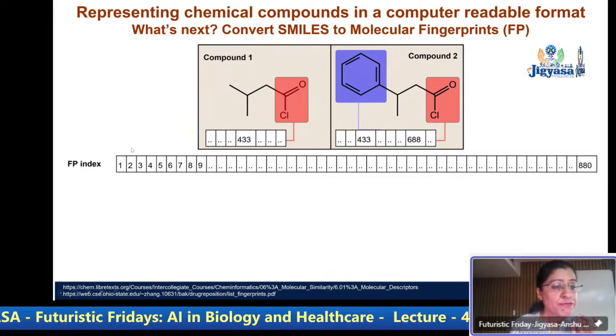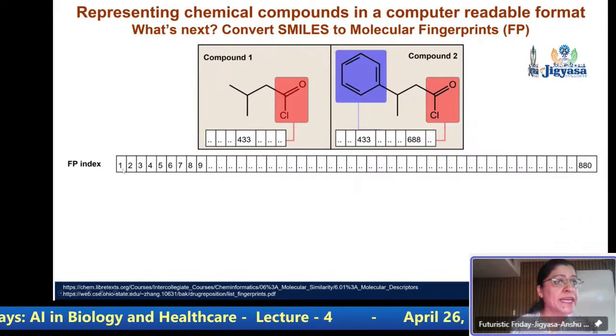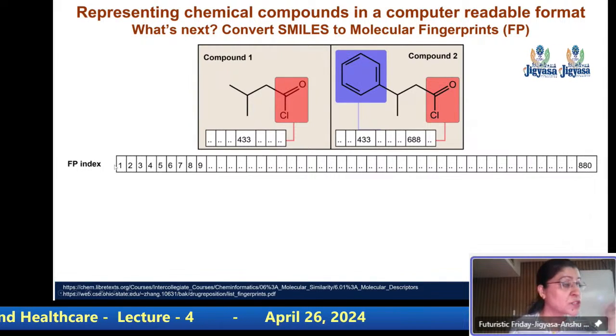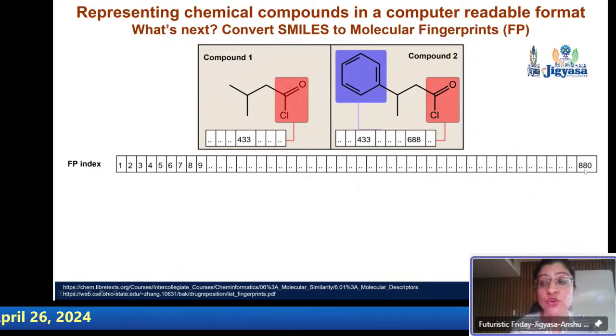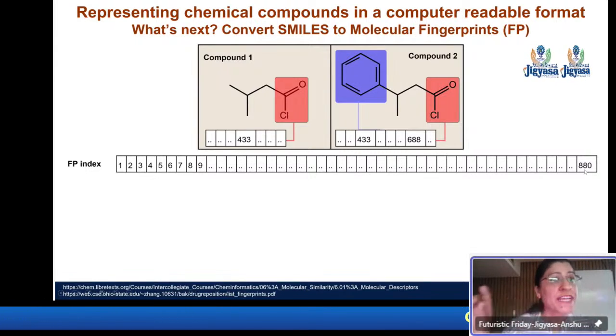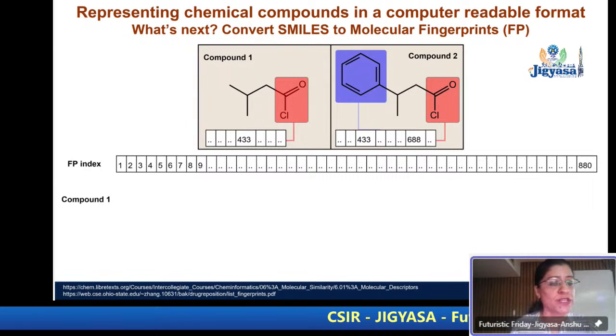Just remember that every chemical entity can be represented. And this is only an example. There are many ways to represent this, from 1 to 880 index. It will get clear if I show you this.